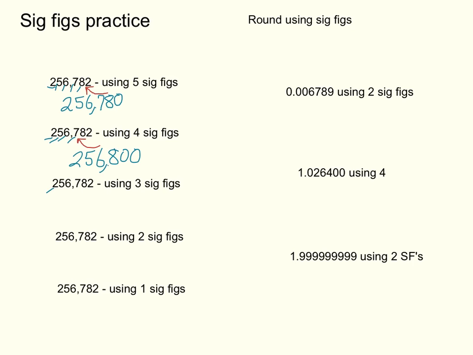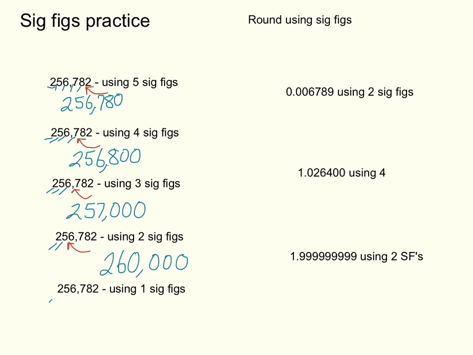Using 3 sig figs, I'm going to count 1, 2, 3. I'm going to use the next number in line to round, which is the 7. So my new number is 250, and the 7 rounds the 6 up to a 7. So 257,000. Fill in my placeholders with zeros. Next example, I'm going to count 2 sig figs over, and I'm going to use the next number in line to round up, which changes my number to 260,000. And there are 4 zeros, but there are only 2 sig figs in my answer.